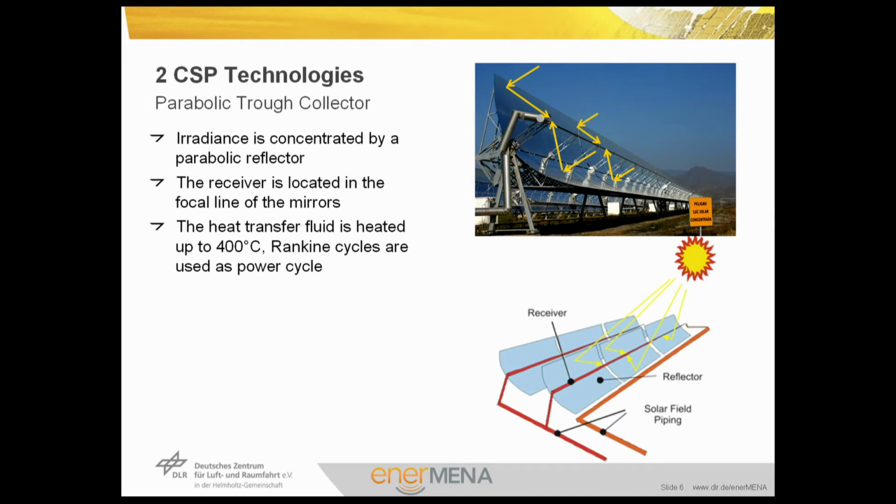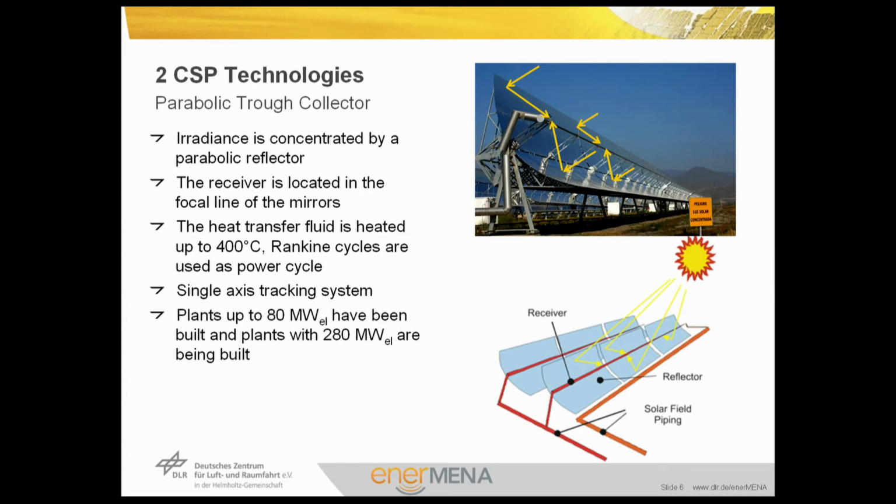Using other fluids than oil, as for example salt or steam, we can even reach higher temperatures. It is a single-axis tracking system, and nowadays plants up to 80 megawatt electric have been built, and plants with 280 megawatt electric are being built. It is the most major CSP system.